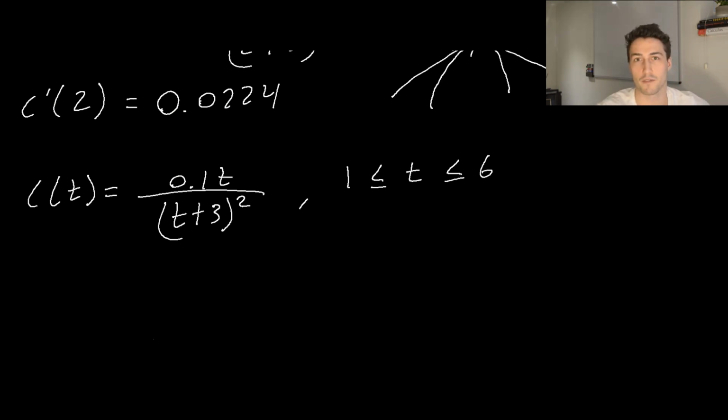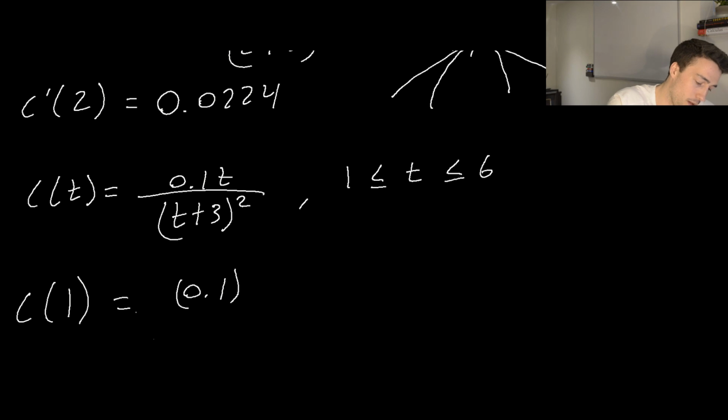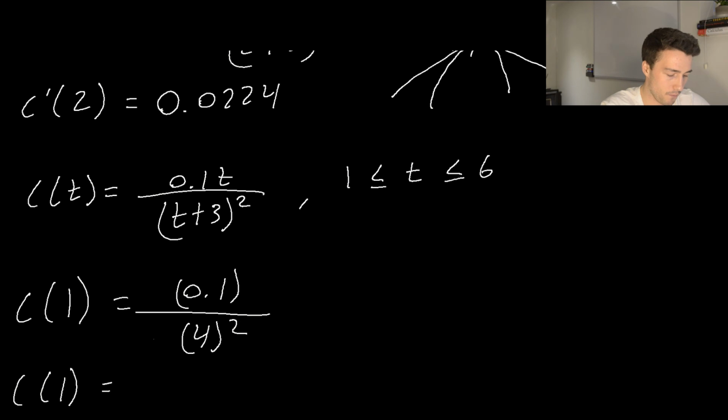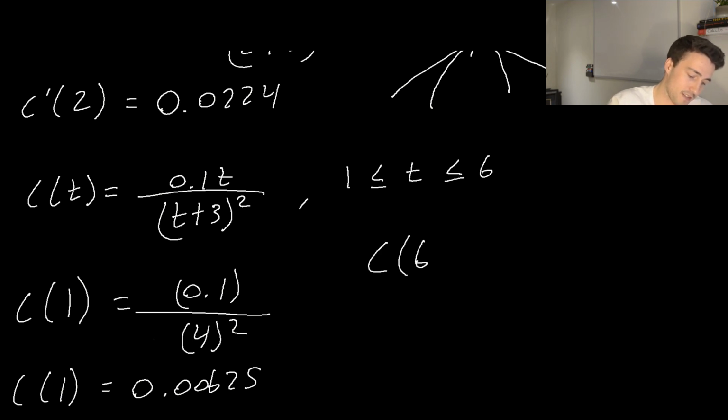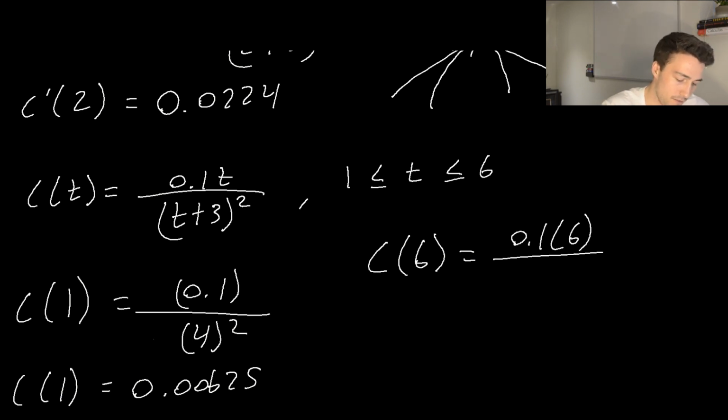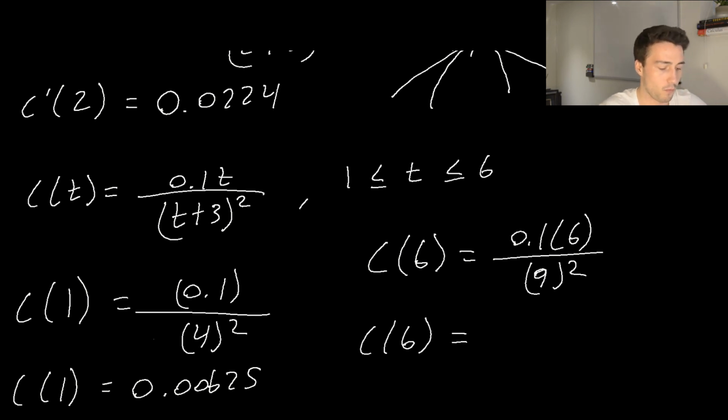So the last part of this problem is we need to check the endpoints. So here we're going to check the value of 1. So this is 0.1 multiplied by 1, and then it'll be 4 squared. So C at 1 will be 0.1 divided by 4 to the power of 2, which is 0.00625. And then we're going to have C at, let's say, 6. And let's see what we get there. It's going to be 0.1 times 6 divided by 9 squared. So C at 6 is going to equal 0.1 times 6 divided by 81.